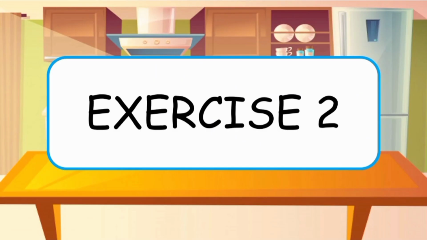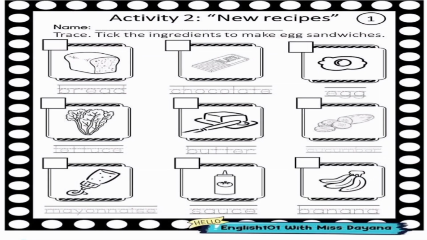Exercise 2. In this exercise, you have to trace and then tick the ingredients to make egg sandwiches. Di dalam latihan ini, anda perlu menekap semua perkataan yang diberikan, kemudian tandakan bahan-bahan untuk membuat sandwich telur. Oh, for extra clue, you can add on sauce in your sandwich. Untuk pengetahuan anda juga boleh tambah sos ke dalam sandwich. As usual, you can pause this video to complete this second task. Anda boleh berhentikan video ini untuk menyelesaikan tugasan kedua ini.